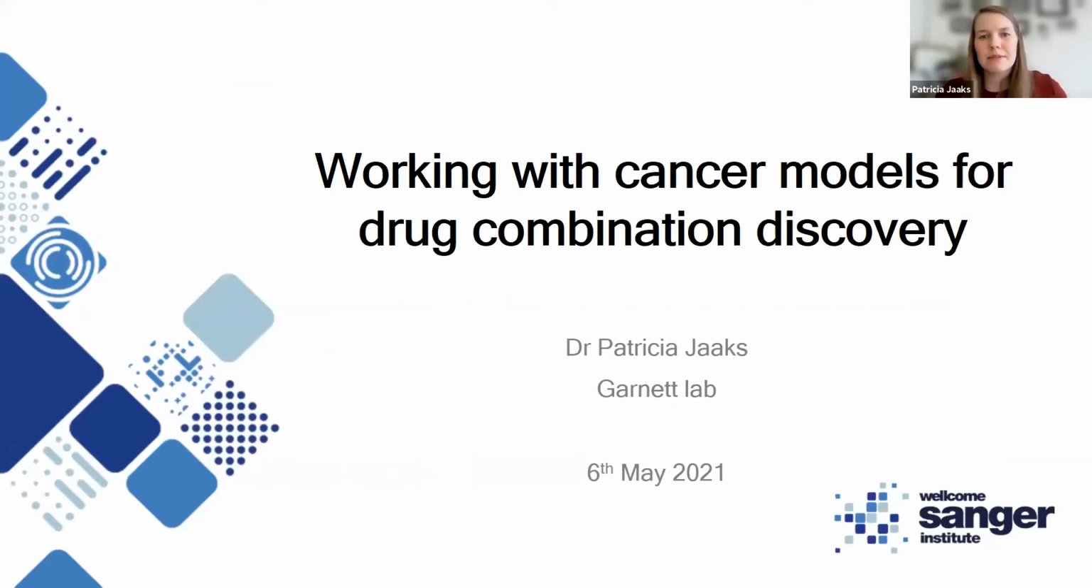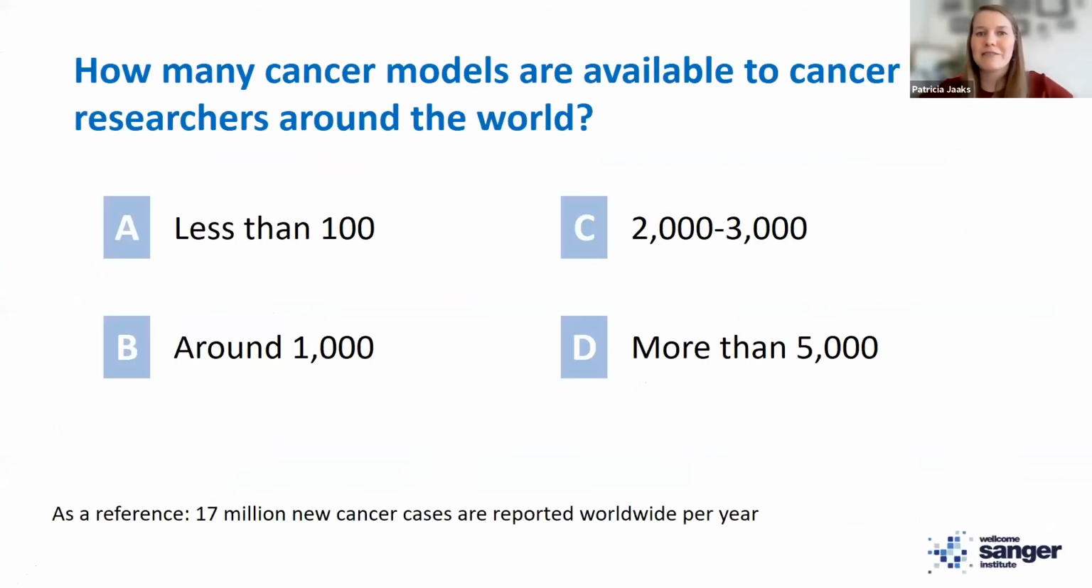Hello, everyone. I hope you can see my presentation. I'm going to talk about how we use cancer models to look at drug combinations and which drug combinations might work in patients. Cancer models are surrogate patients. We can't obviously do experiments on the patients themselves, so we take their tumors, turn them into models to be grown on plastic, and then we can use them to do our experiments.